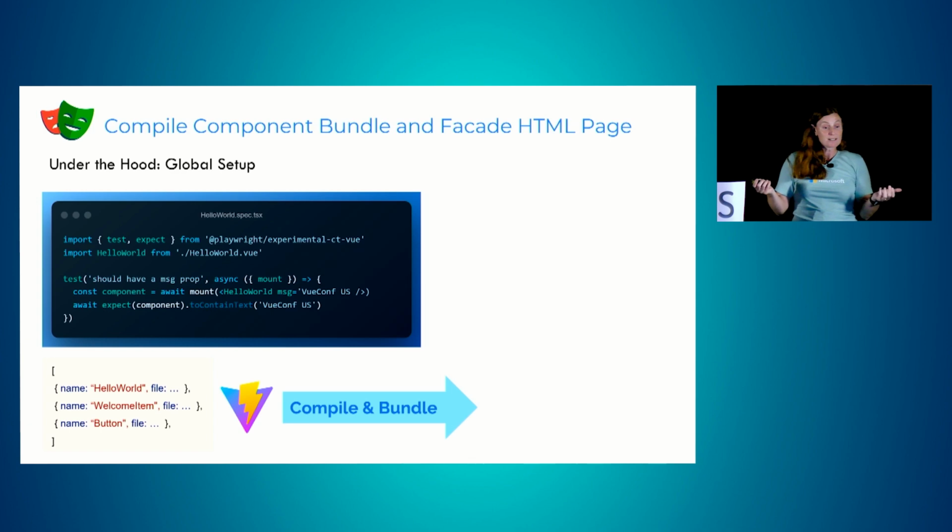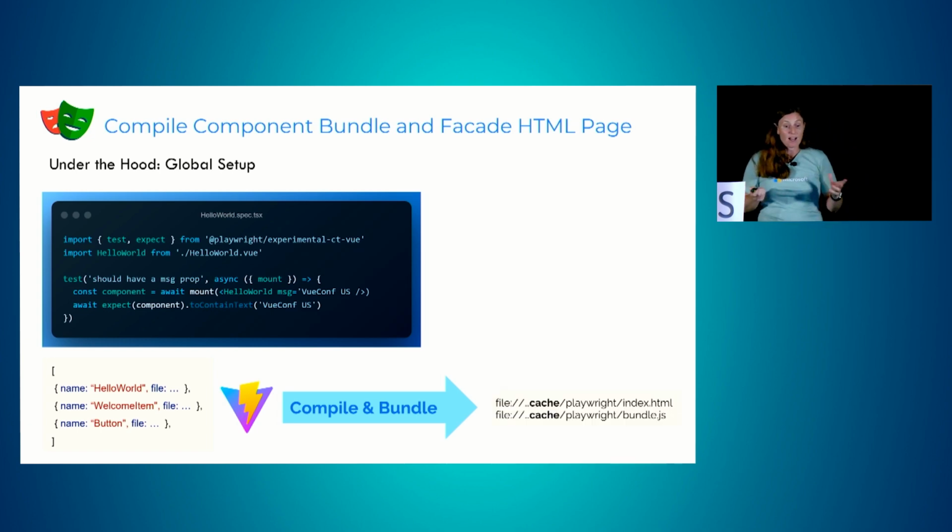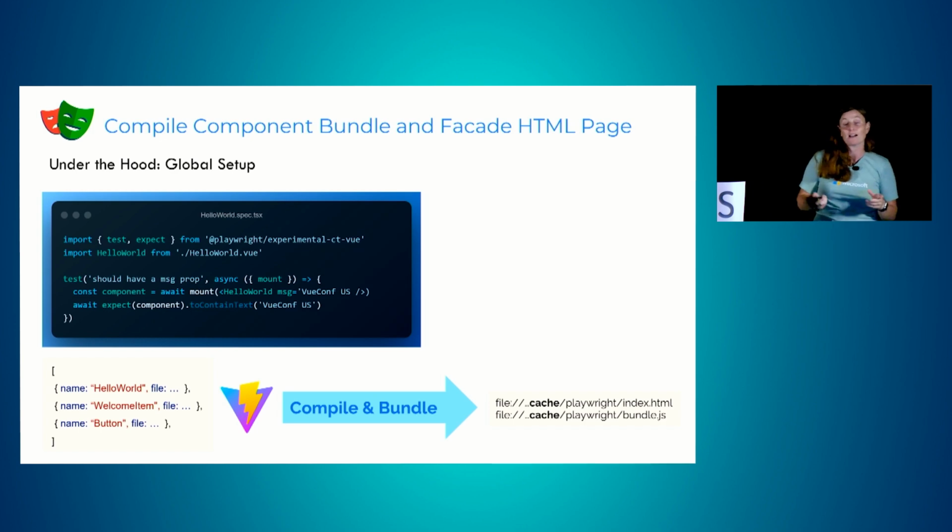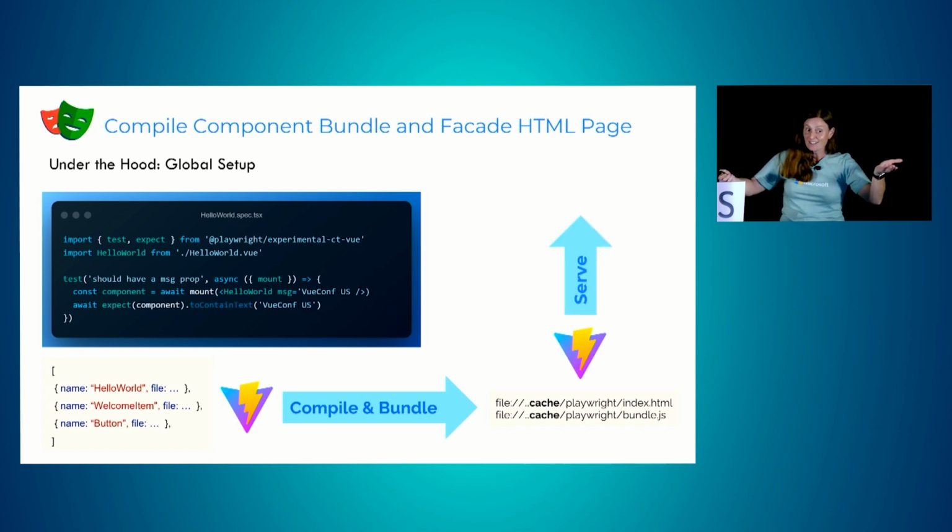And then what happens? Obviously, it uses Vite, because Playwright uses Vite, because Vite is super fast, to compile and bundle that up. So we're basically going to get a cache with Playwright index.html and the Playwright bundle.js. What do we do with that bundle? Of course, we use Vite, right? Because it's super fast, and that allows us to preview the component.